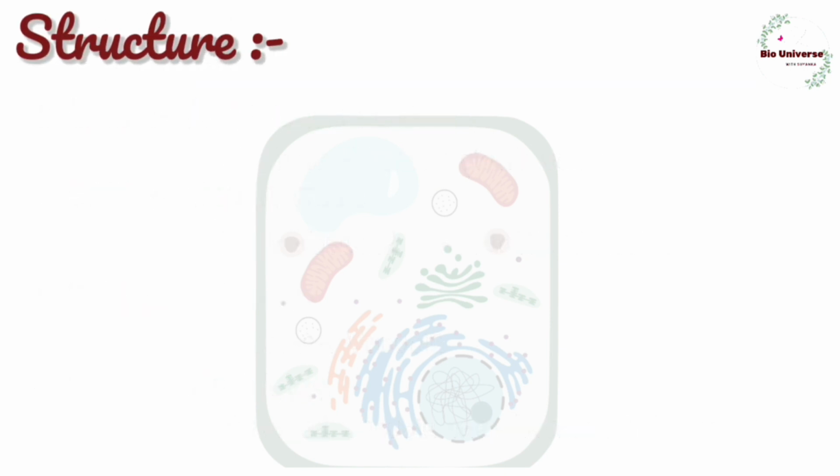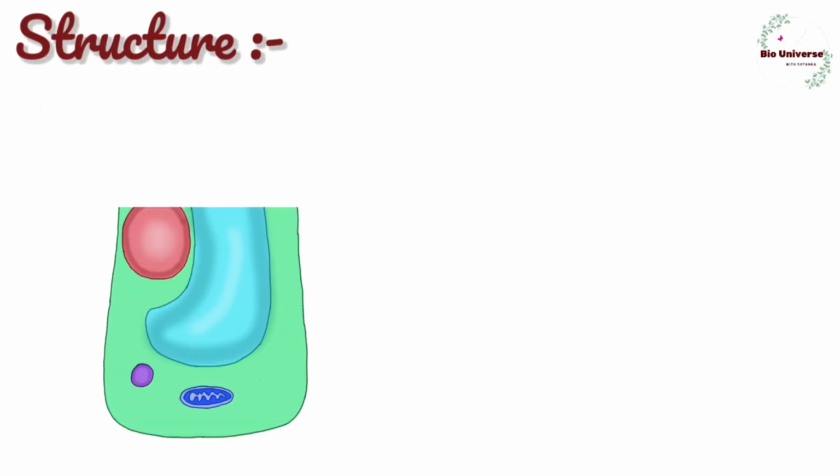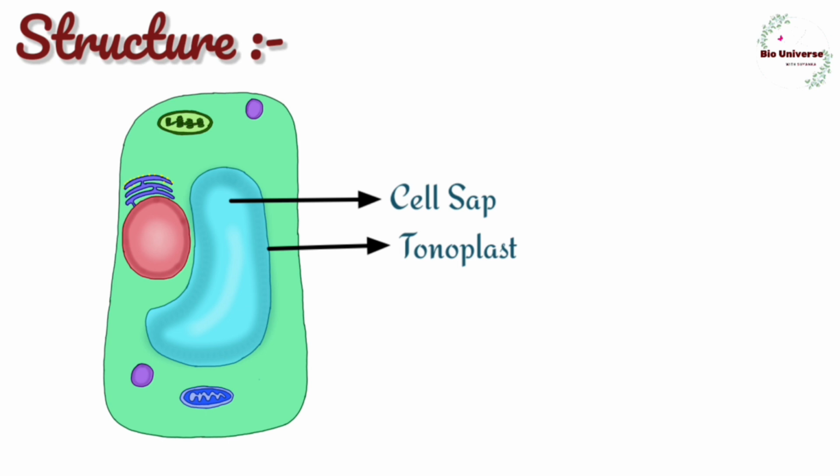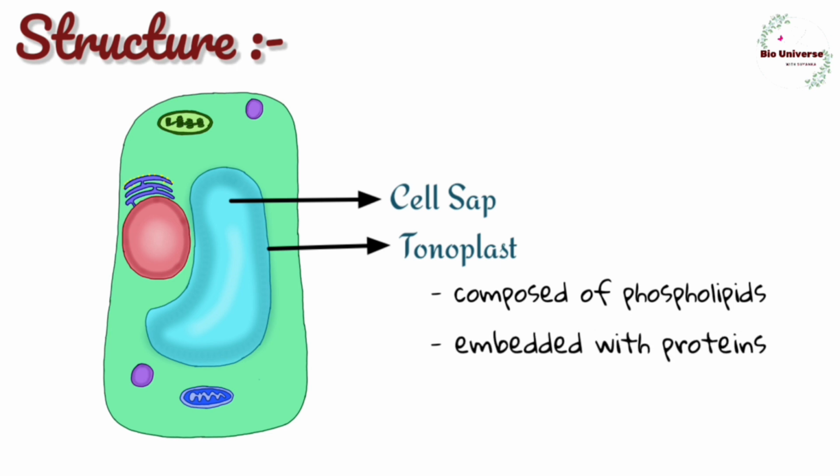Structure of vacuole. A vacuole is a membrane-bound structure found in the cytoplasmic matrix of a cell. The components of the vacuole, known as the cell sap, differ from those of the surrounding cytoplasm. The membrane surrounding the vacuole is known as the tonoplast. The membranes are composed of phospholipids and are embedded with proteins that help in transporting molecules across the membrane. Different combinations of these proteins help the vacuoles to hold different materials.